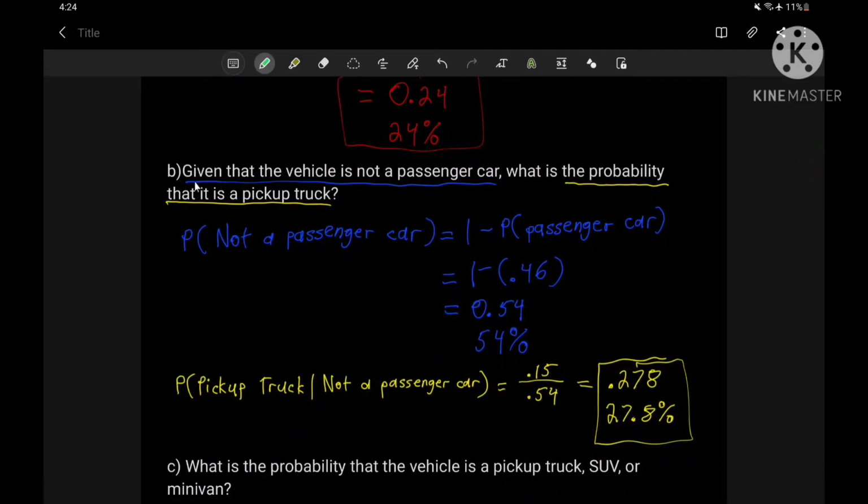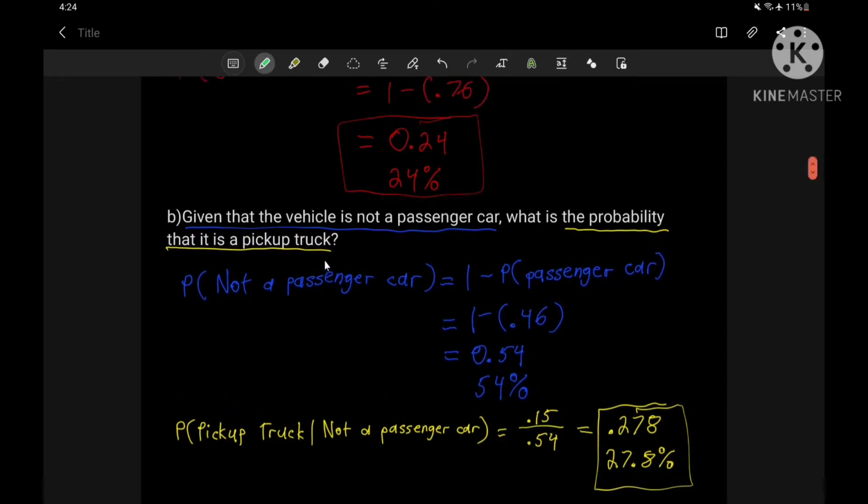Alright, in part B, it's asking, given that the vehicle is not a passenger car, what is the probability that it is a pickup truck? Well, at first, it says, given that the vehicle is not a passenger car. We should know the probability of not a passenger car, so it's 1 minus the probability of the passenger car, because yes plus no equals 100%.